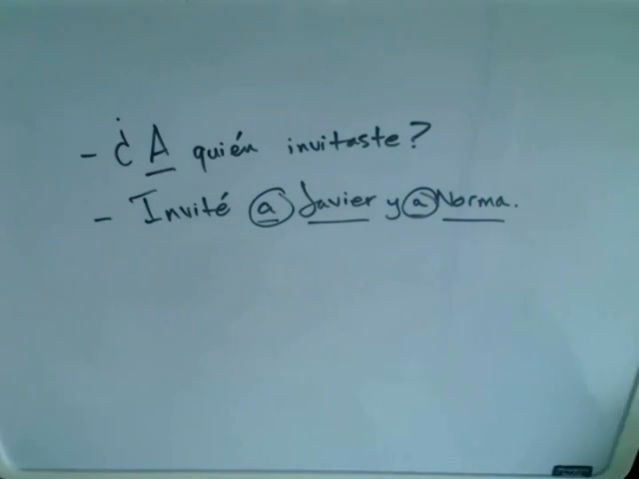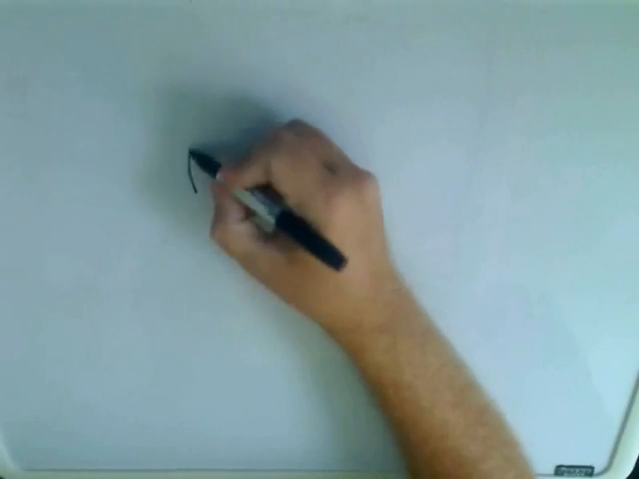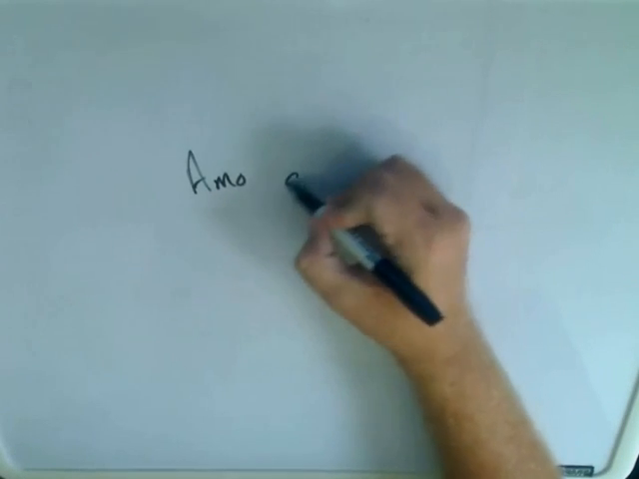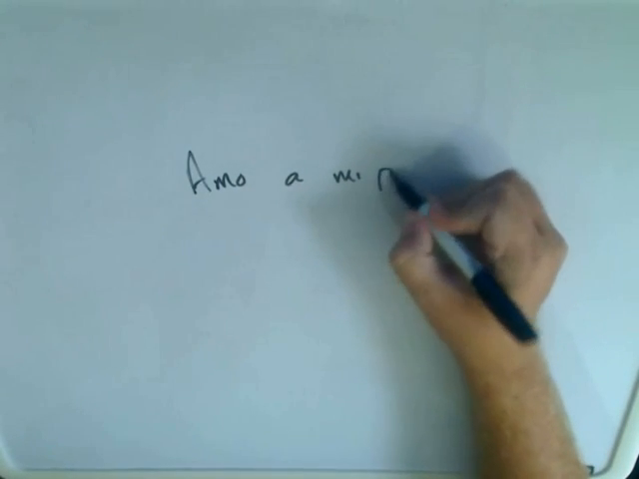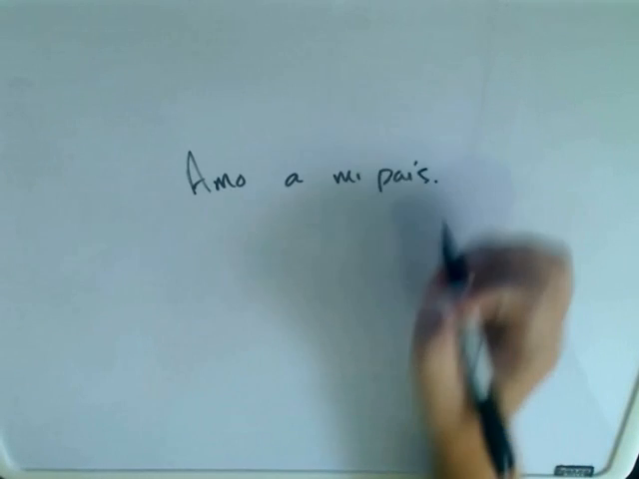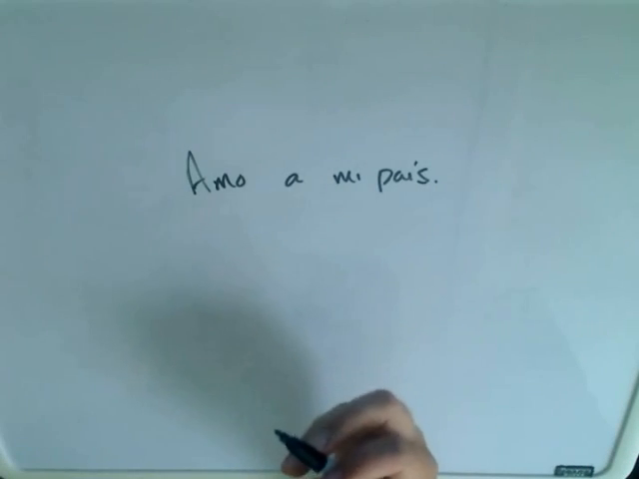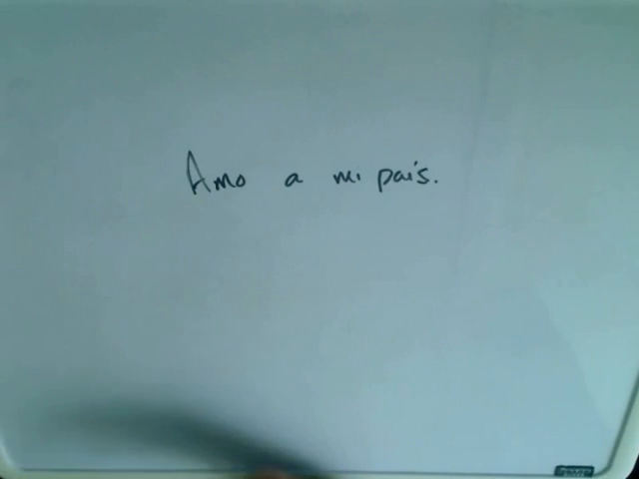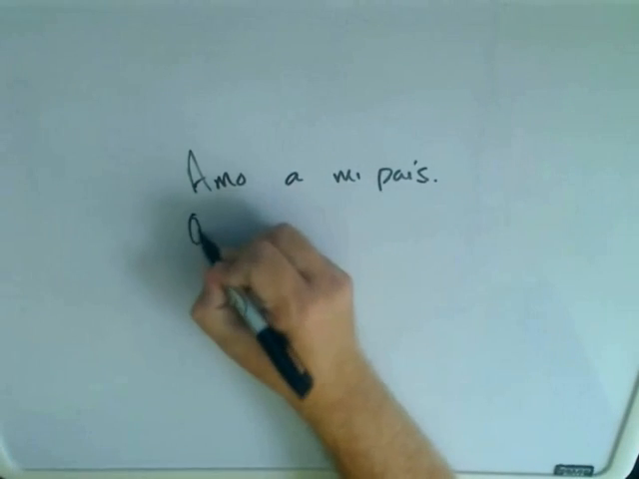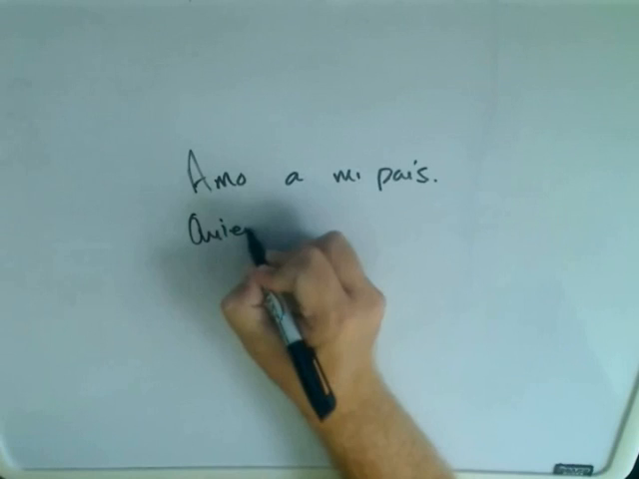Now, native speakers of Spanish will also use the a personal when they personify objects. For example, I love my country, amo a mi país, right? Let me just write that one real quick. Amo a mi país. And very often when they personify pets, right? Domestic animals. So something like another verb that means to love.